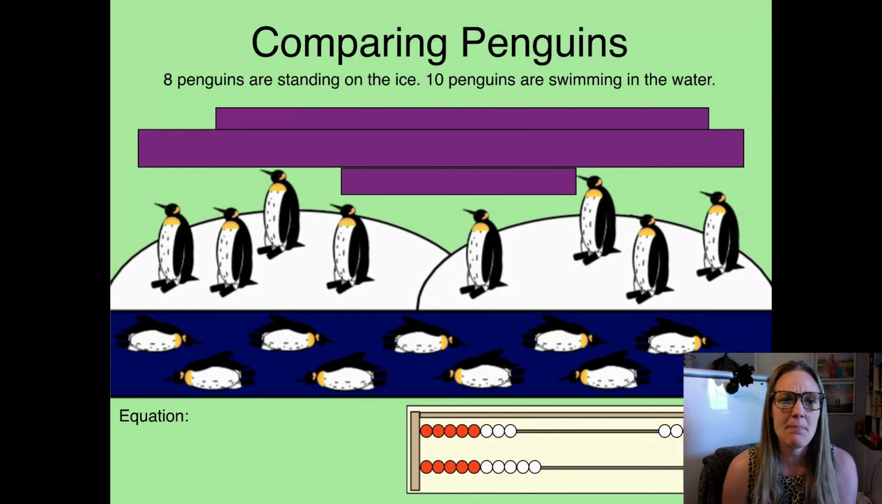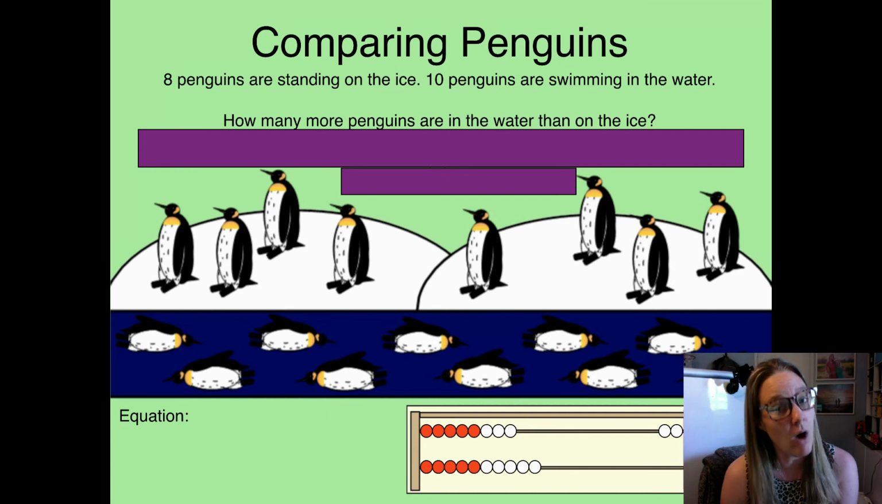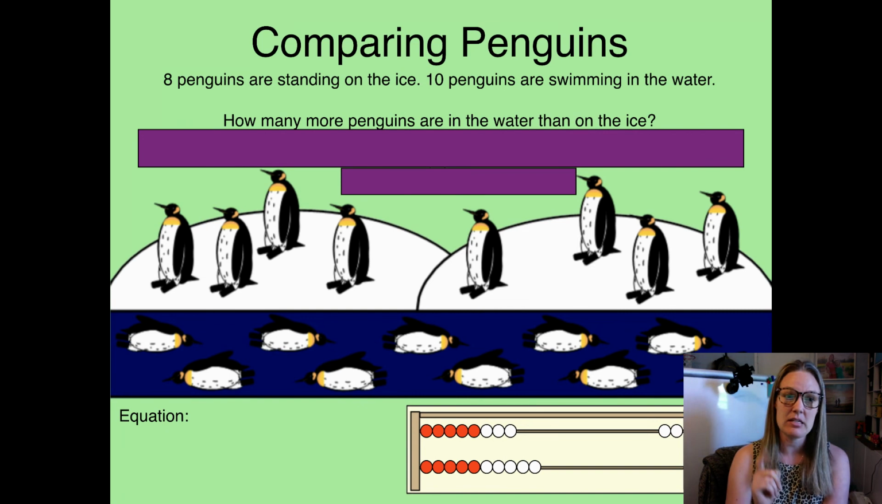It says 8 penguins are standing on the ice. 10 penguins are swimming in the water. Let's see what kind of questions it's going to ask us. How many more penguins are in the water than on the ice? So remember, there's 8 on the ice. You can see it on my number rack right there on that top row, and there's 10 in the water. How many more are in the water than on the ice?